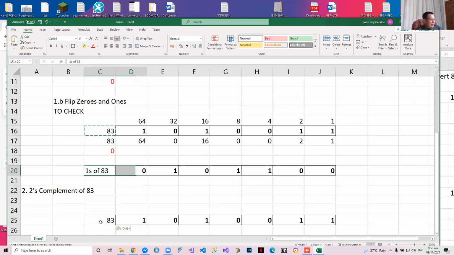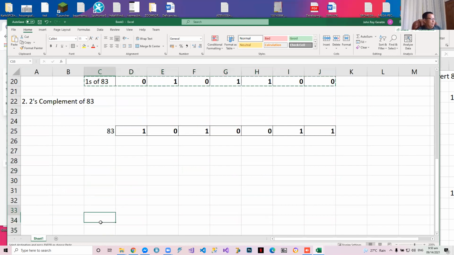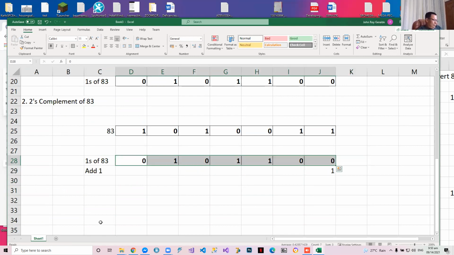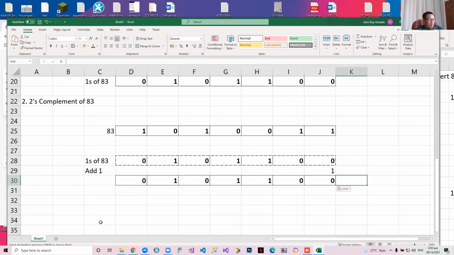The 1's complement of 83, this is the 1's complement. Right? So what do we do to get the 2's complement? We add 1. Okay. We'll just copy this anyway. And then we change the 1 here because 0 plus 1 is a 1. So this is the 2's complement of 83.